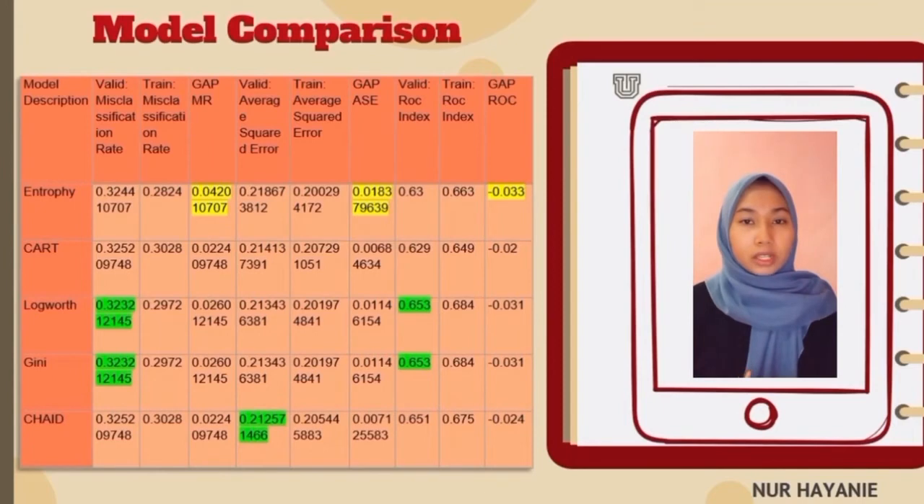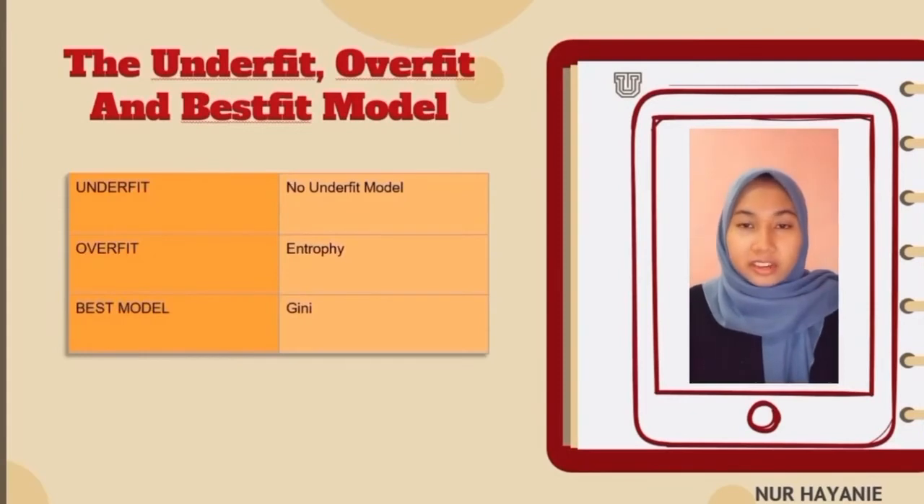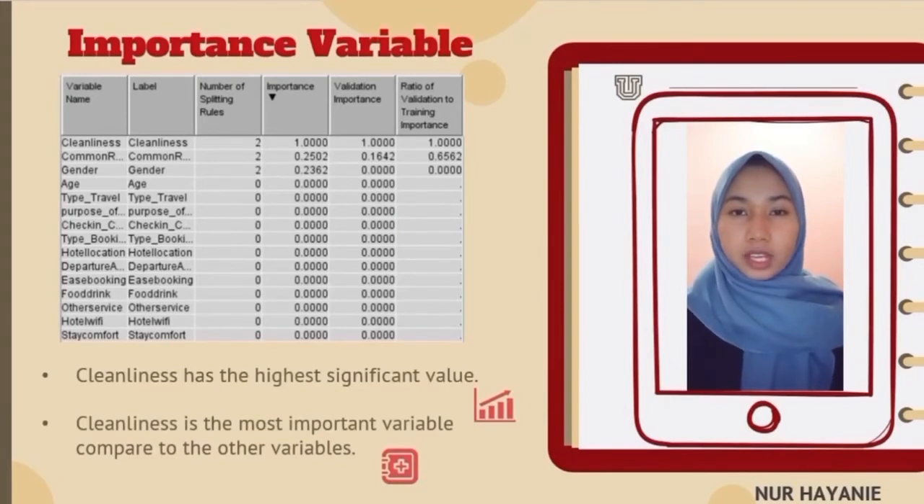For the best model, filter out the overfit model first, then choose the model that has the highest valid value for ROC and the lowest valid value for the others. This is the result. There is no model selected as the underfit model. The chosen model for overfit is entropy and the best model is Gini. Important variable. This table shows that cleanliness has the highest significant value. Therefore, cleanliness is the most important variable compared to the others.